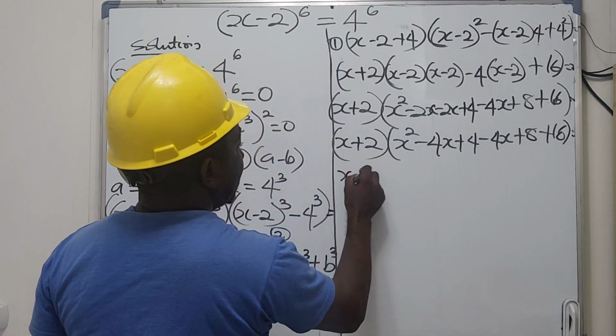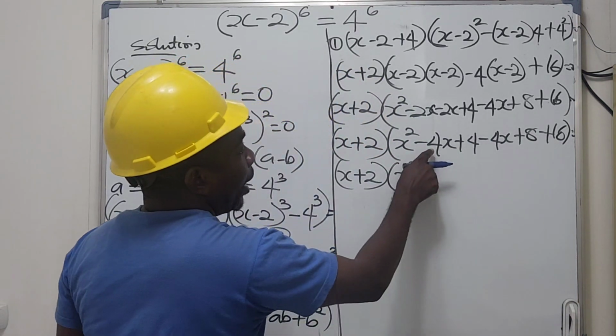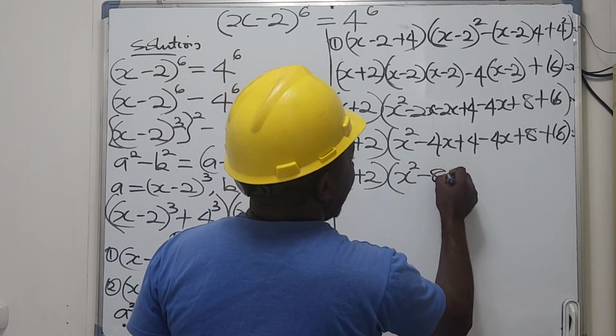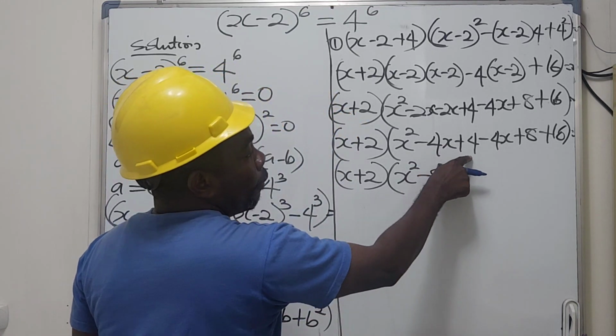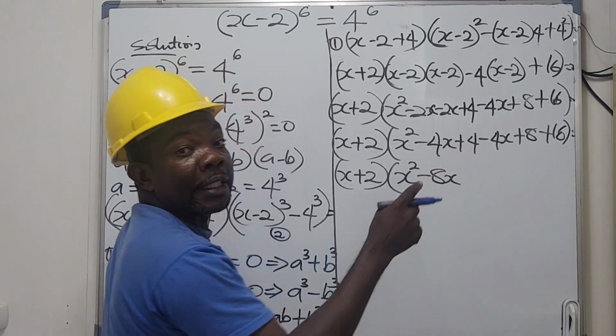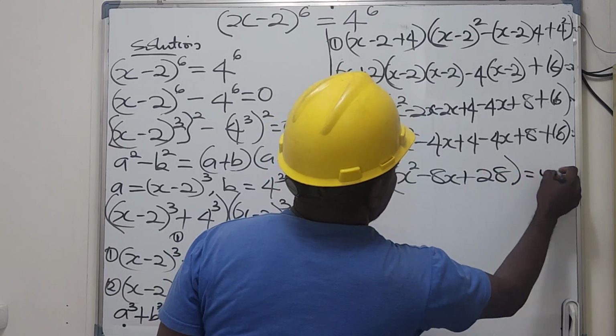So here we become x plus 2 into x to the power of 2. We have here minus 4x minus 4x will become minus 8x. So we have here 4 plus 8 is 12. 12 plus 16 will give us plus 28, all equals to 0.